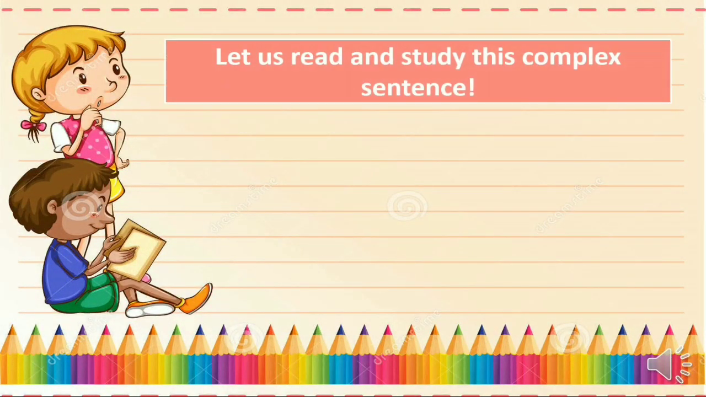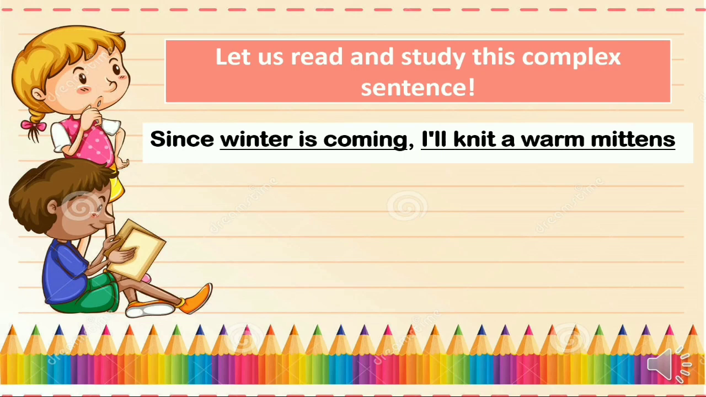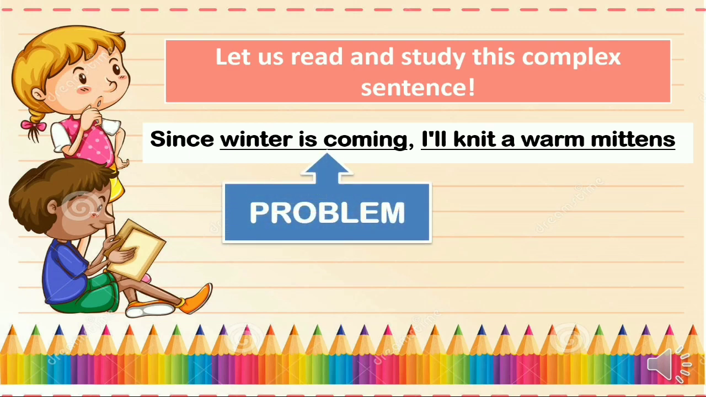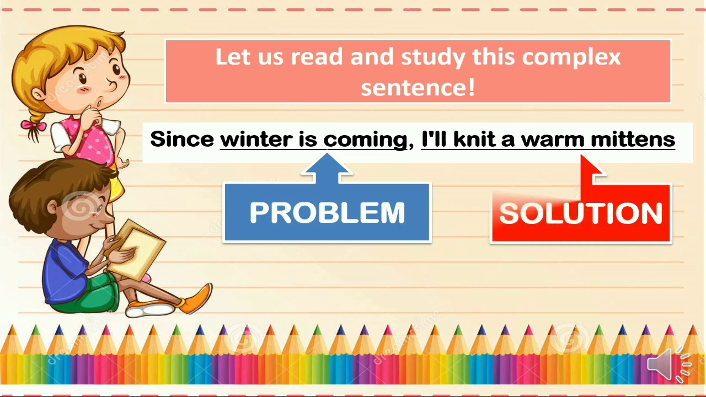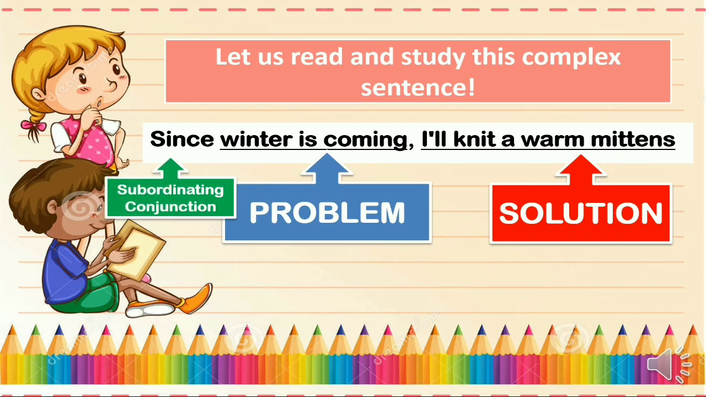How about this another sentence? Since winter is coming, I'll need the warm mittens. What is the problem in this sentence? Winter is coming. How about the solution for this problem? I'll need the warm mittens. These two clauses are combined by a subordinating conjunction, since.